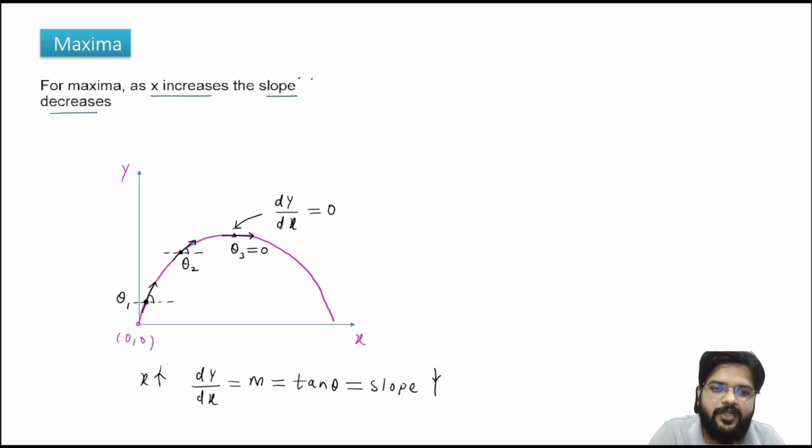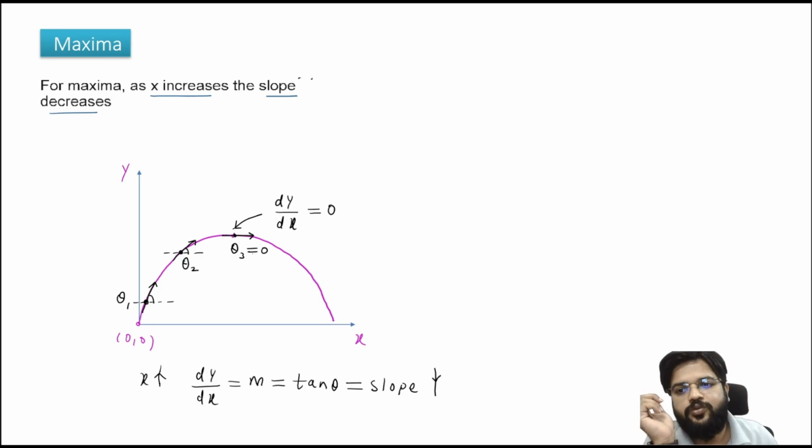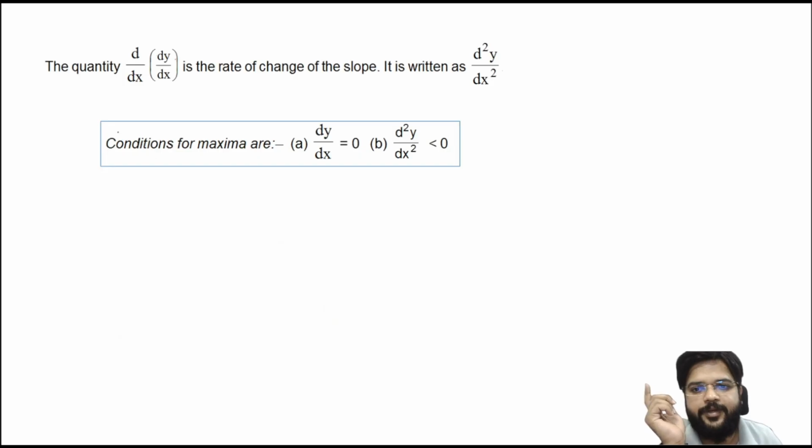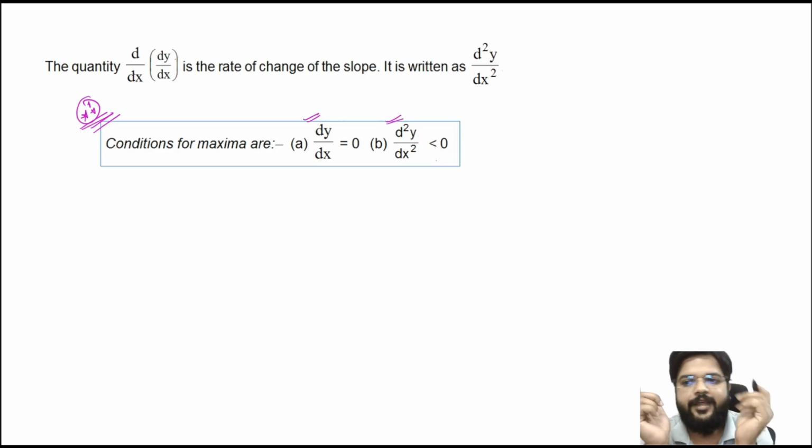So when the maxima is forming, the slope is 0, and the rate of change of slope is negative, because the slope is decreasing. So these are the two required conditions for the maxima, everyone. The first condition: when the maxima is forming, the slope is 0 at that point. The second: the rate of change of slope should be negative. Keep these two conditions in your mind, everyone. I hope it is clear how we can determine the maxima. The slope should be 0 at that point, and the rate of change of slope should be negative.